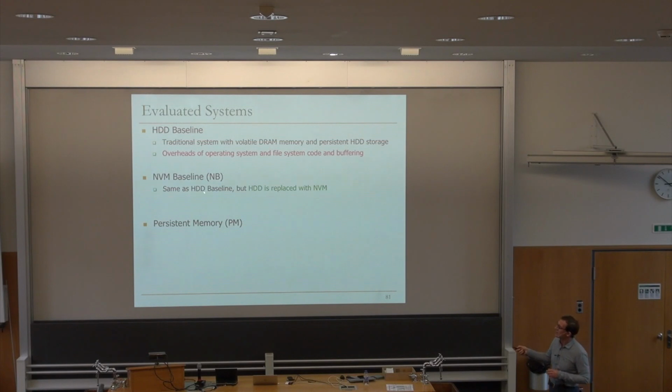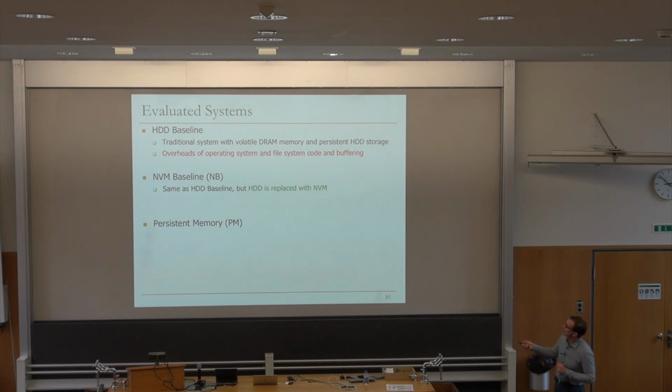The second baseline is non-volatile memory. It's the same as this hard disk baseline, but essentially we replace the hard disk with non-volatile memory, phase change memory in this case, similar to the characteristics that we have for phase change memory. And we don't have DRAM actually. Non-volatile memory, in this case, we are assuming that there is no DRAM. So it's a bit crippled in terms of the system design. But even this is going to achieve a lot of benefits compared to the hard disk baseline.